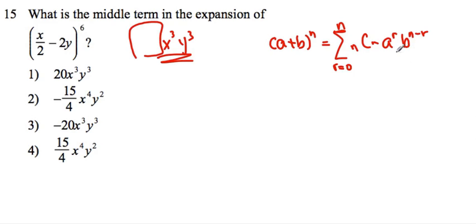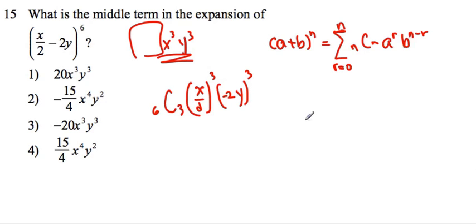Now, if you have to use that, then we are looking at a to the third power. That means the first number to the third power, so (x over 2) to the third power. And the second number is what? A negative 2y, also to the third power. And nCr is 6C3. That's basically what we end up getting.